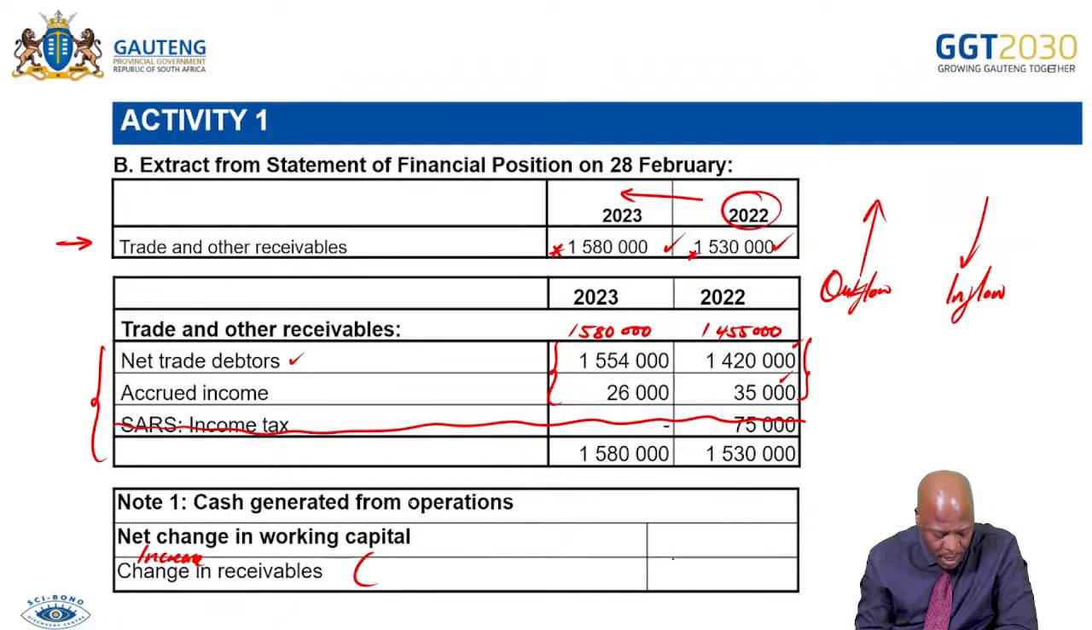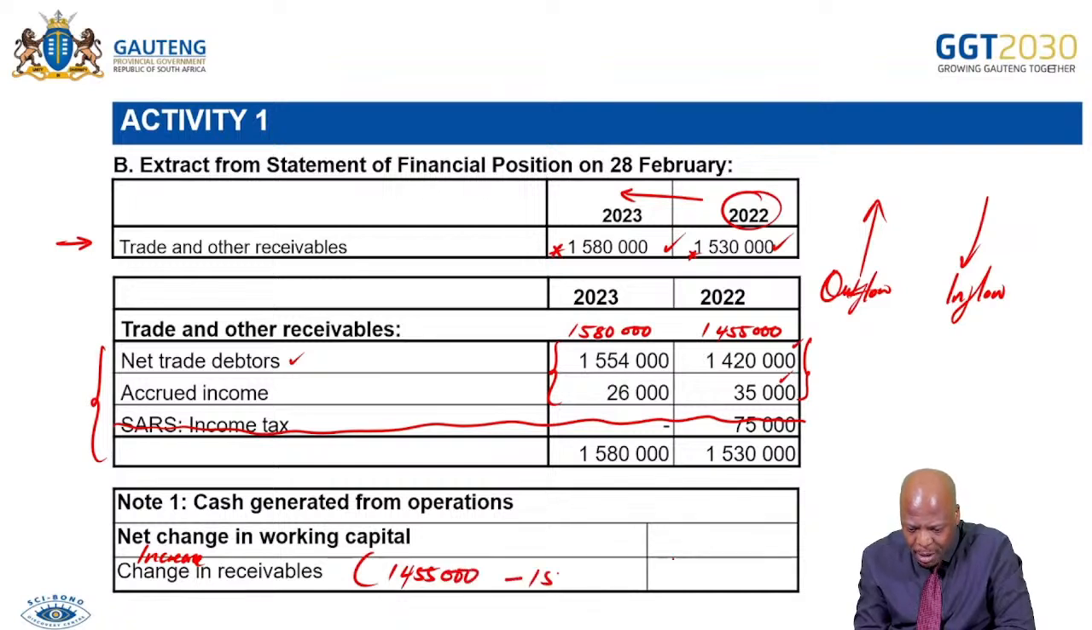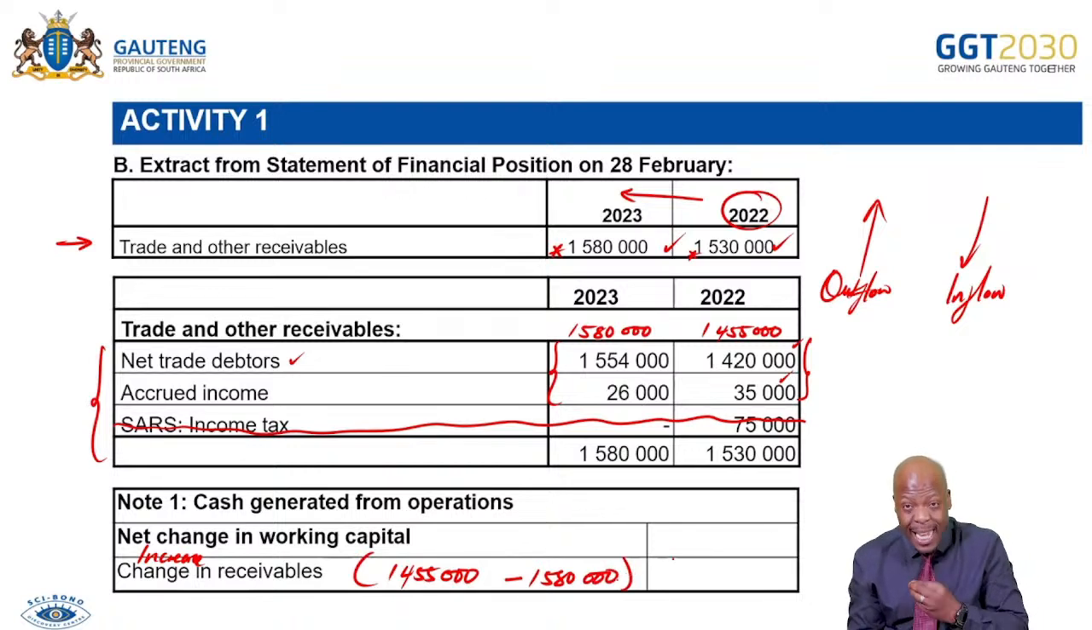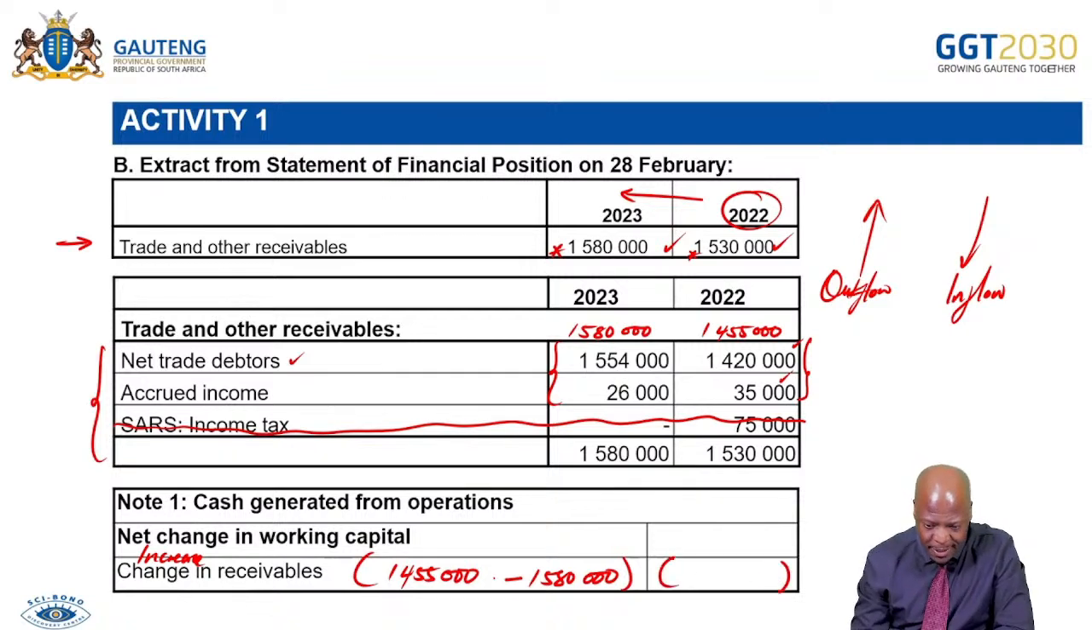Let's see the calculators now. I'm going to now say my 1,455,000 minus my 1,580,000. Remember, what do we have here? We have an increase, and we've already ascertained that once it's an increase, it's cash outflow. So here I'm going to have my brackets already before I even punch in the figures. Now, have you calculated already? 1,455 minus 1,580. How much do you get? Thank you so much. 125,000. That is very correct.